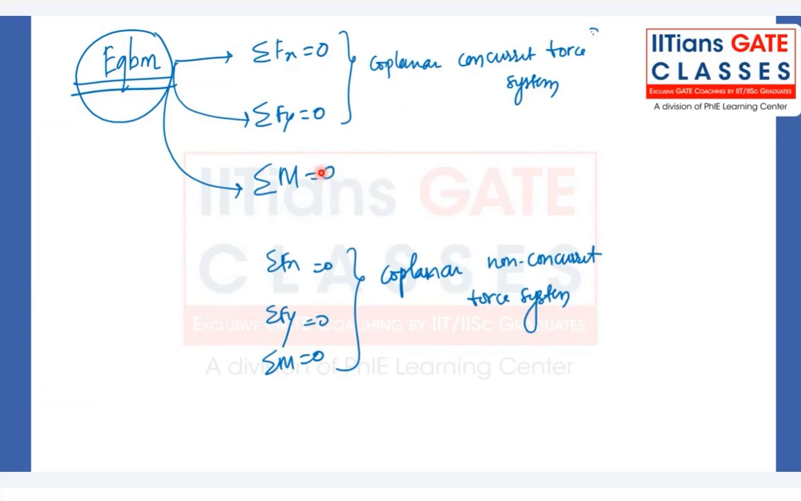But if that body is subjected to the coplanar concurrent force system, you will be dealing with only summation Fx and Fy. Okay, so only these two equations of equilibrium are used in coplanar concurrent force system. But if you are dealing with the coplanar non-concurrent force system, one more equation will come, that is summation of all moments is also equal to zero. Okay. So this is what you should know.